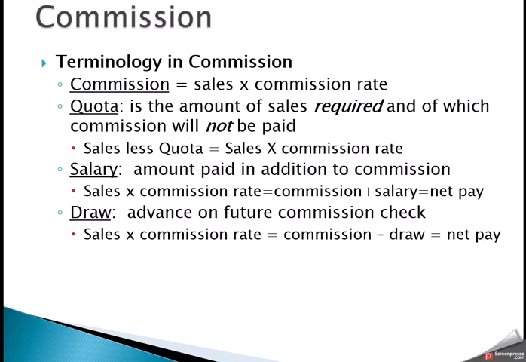Now a draw is an advance of the commission. So say you're going to get your commission check at the end of the month. Well, maybe on the 15th of the month, they'll give you a draw, like $500. But then when you get that commission check, they're going to subtract that draw out. So they're just kind of giving you an advance on that commission check so that you actually have 2 checks a month.